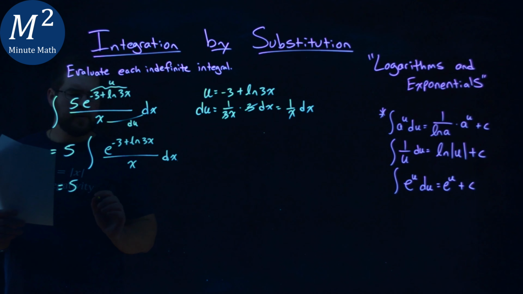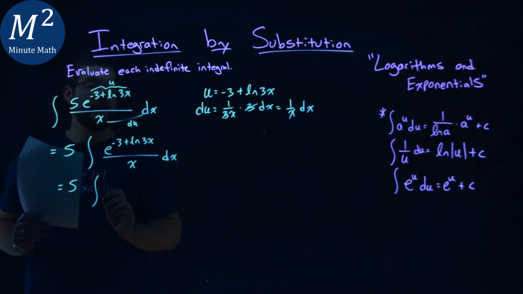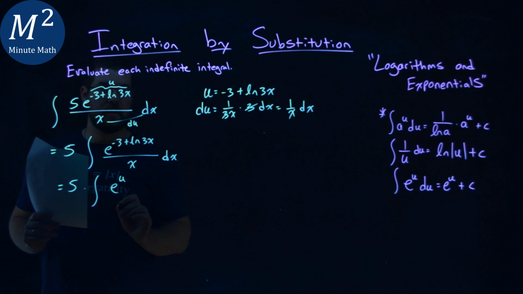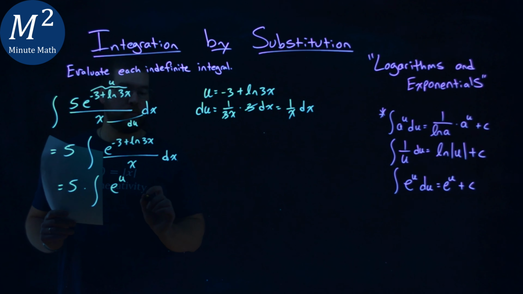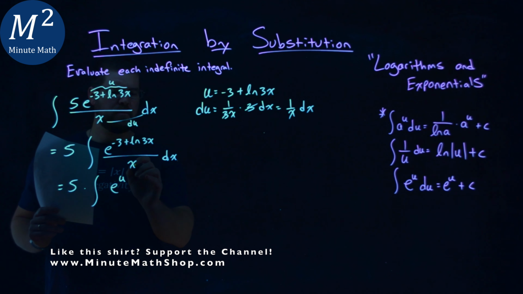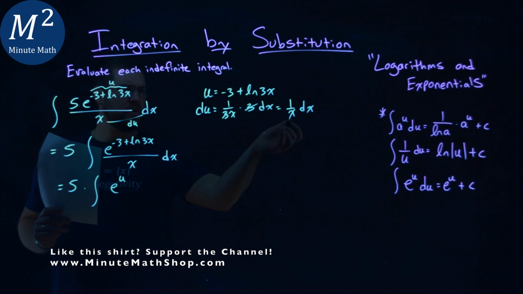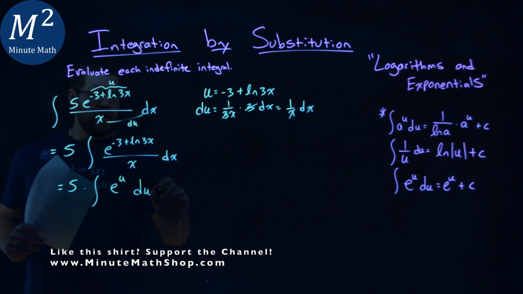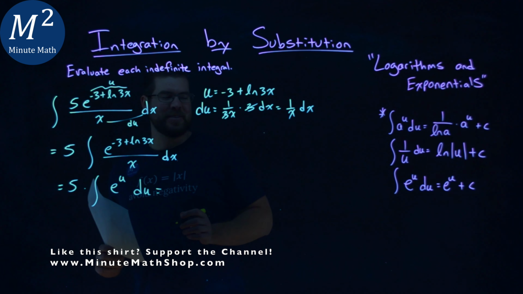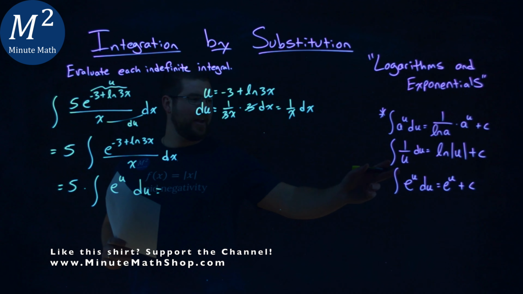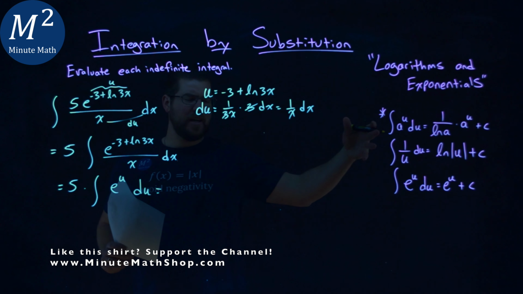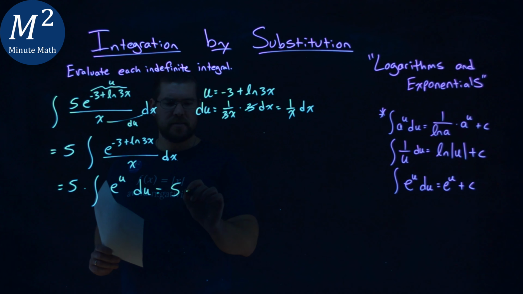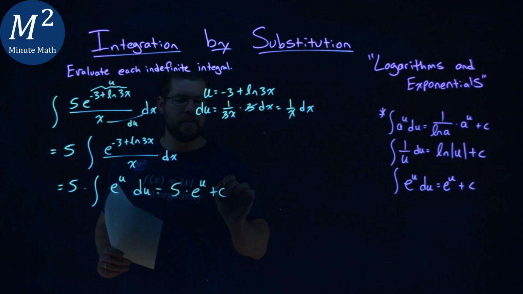We have 5 here times the integral, let's write it in terms of u, e to the, remember that's the u power, right there, right? Negative 3 plus natural log of 3x over, well, 1 over x dx was our du. So we just have to write du here, okay? Now, let's go find the integral. Don't get ahead of myself. The integral of e to the u du is e to the u plus c. That's the easy one. So 5 stays out here times e to the u plus c.